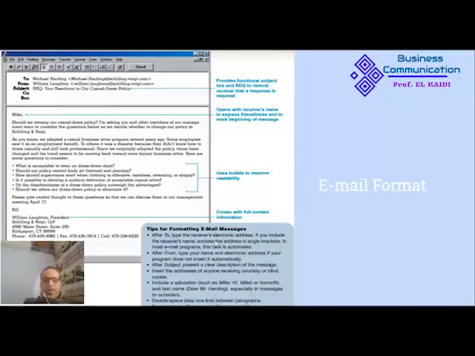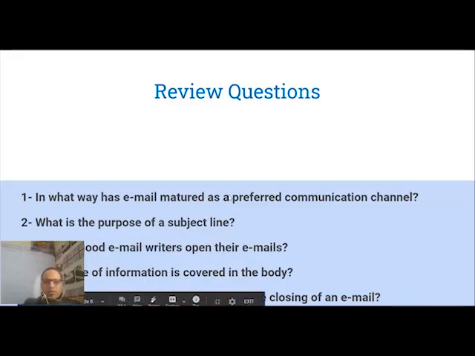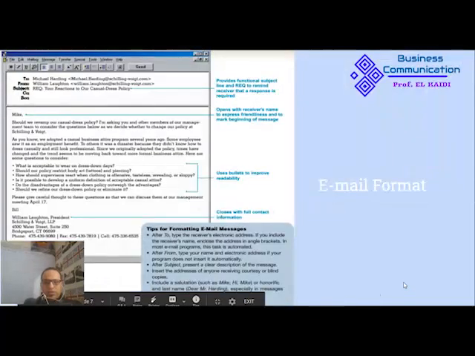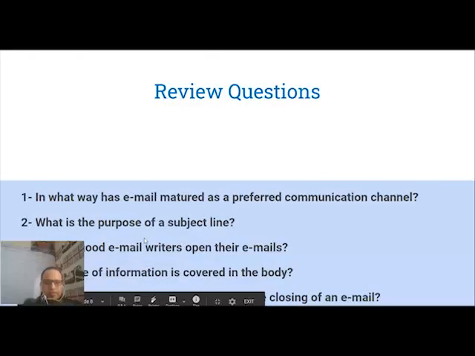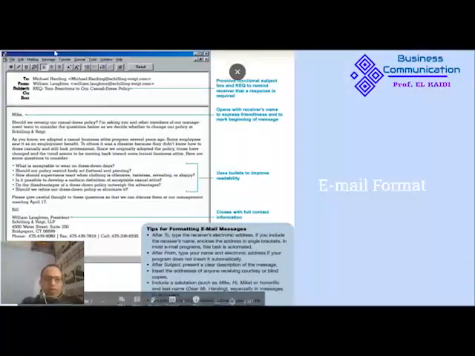Now let's have a look at the format of an email. Sorry. Now I can zoom in. All right. Now look at the format.